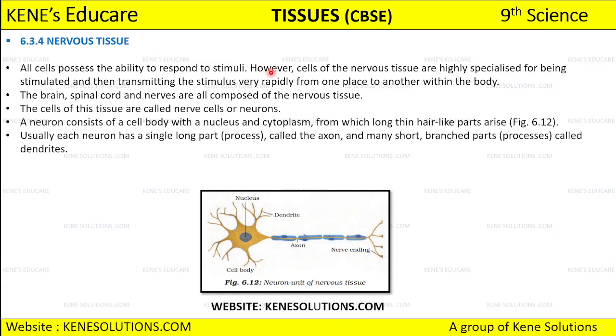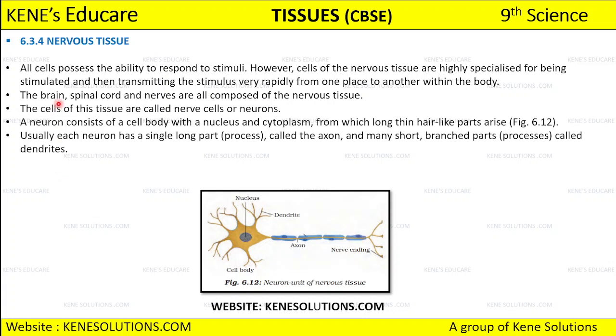Okay. However, the cells of the nervous tissue are highly specialized for being stimulated. अब हमारे जो nervous tissue के cells हैं वो बहुत ज़्यादा specialized हैं. They are highly specialized because they can stimulate themselves, and after stimulating they can transmit the stimulus very rapidly from one place to another within the body. ठीक है. नर्वस टिश्यू के सेल्स इतने स्पेशलाइज्ड क्यों हैं? Because they can transmit the stimulus very rapidly from one place of the body to another.